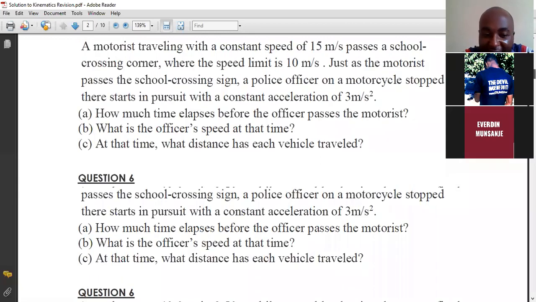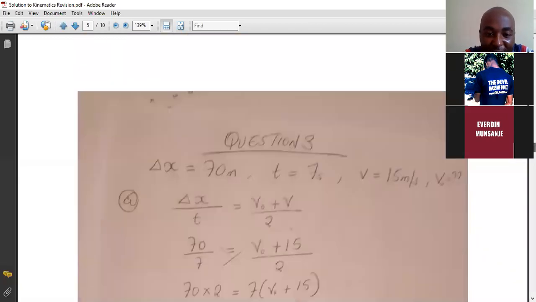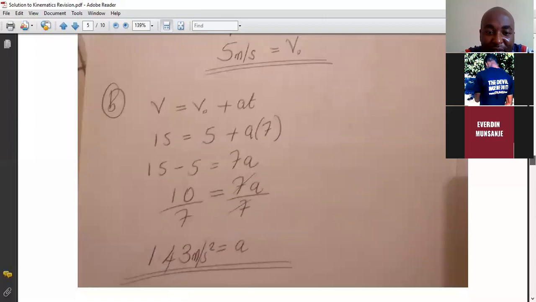What is the acceleration? That was the next question, sorry. So for the acceleration, you remember this question. Acceleration is simply A equals V minus V naught over T. But then I wrote this equation because I just wanted to have fun. So you say 15 equals 5 plus A times 7. Because T was 7. Then 15 minus 5, you get 10 equals 7A.